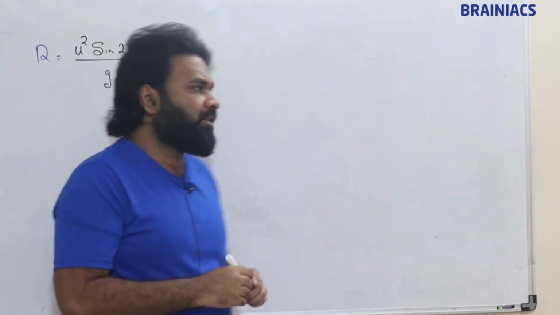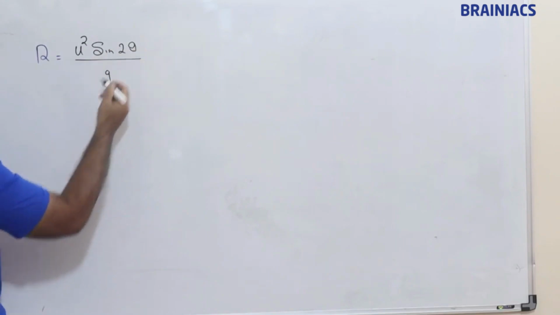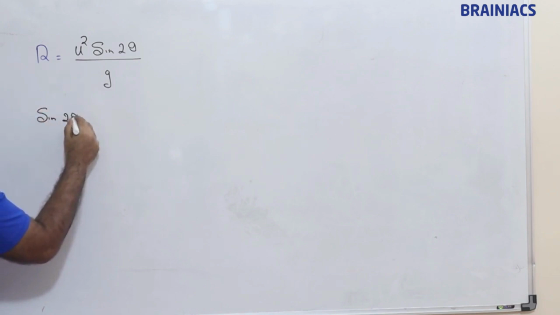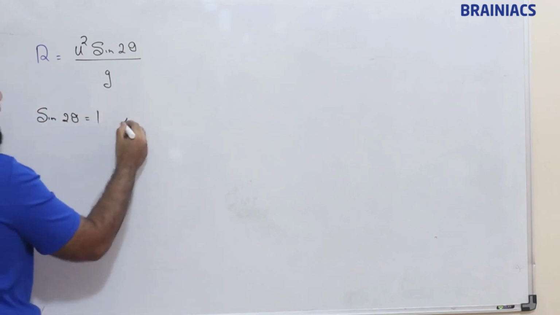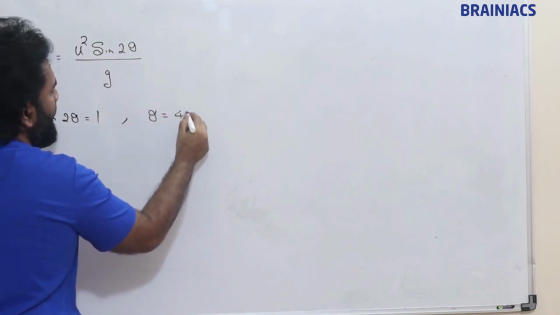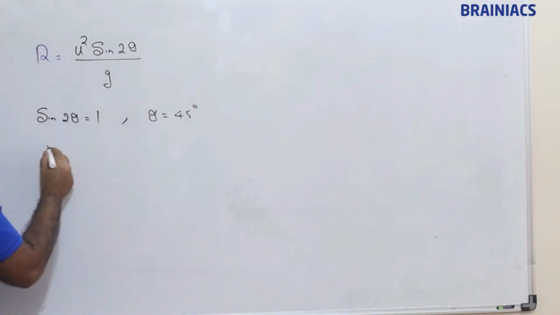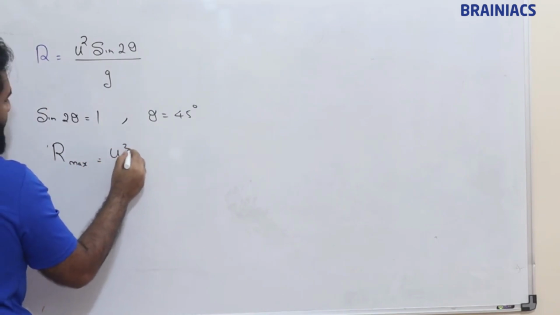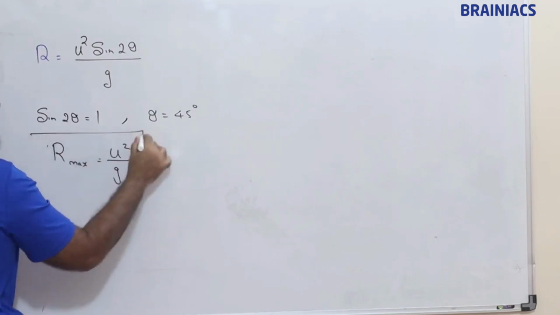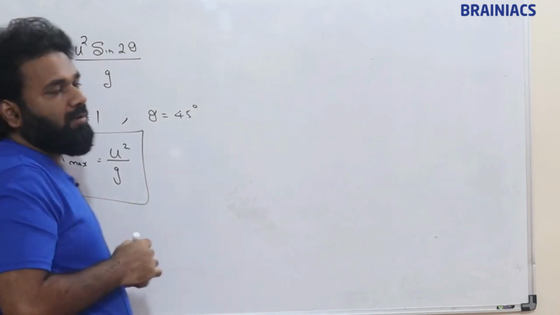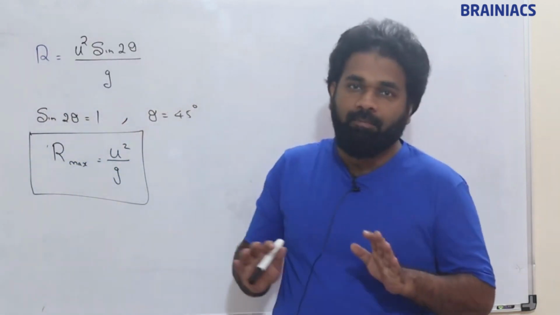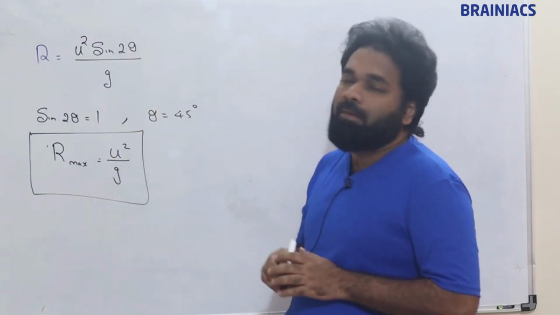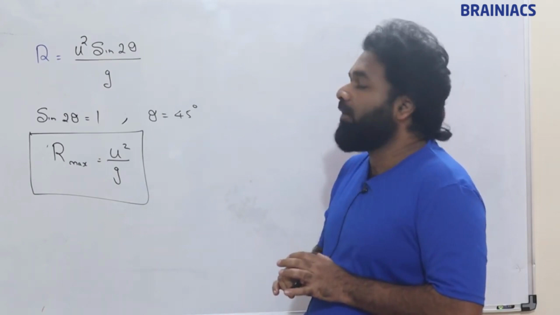So for a normal projectile we know sine 2 theta will be maximum, that is 1, when theta is equal to 45 degrees, so that we will be getting the maximum range. R max is equal to u squared by g. This is in the case of a normal projectile, not an inclined plane. So here the maximum range is at an angle of 45 degrees.